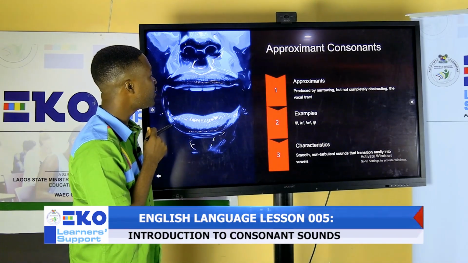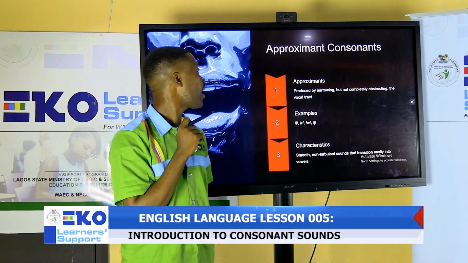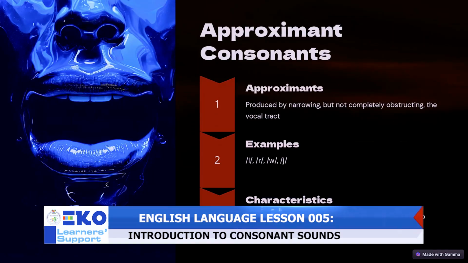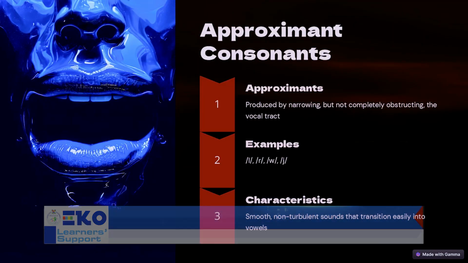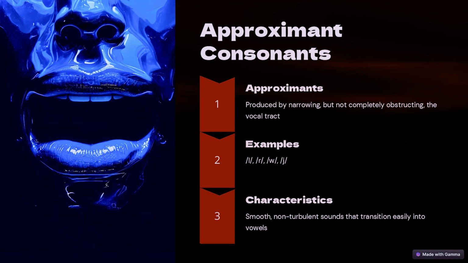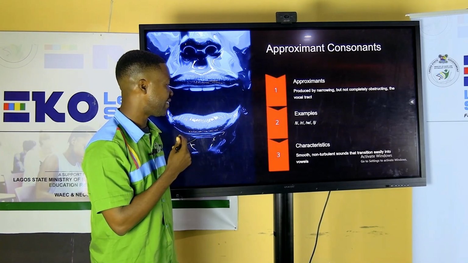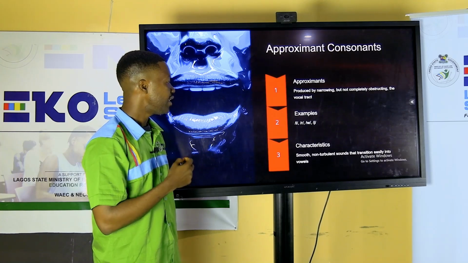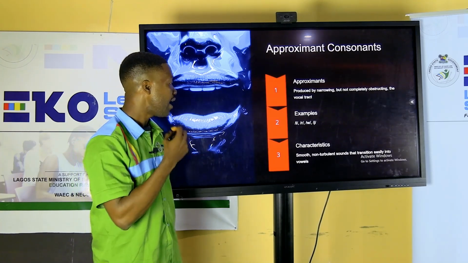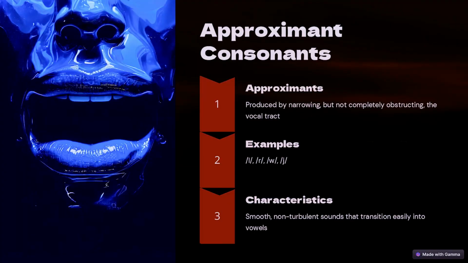Then we go to the approximant consonant. The approximant is produced by narrowing but not completely obstructing the vocal tract. Examples are l, r, w, and y. The characteristics are that it is smooth, a non-turbulent sound that transitions easily into your vowels.